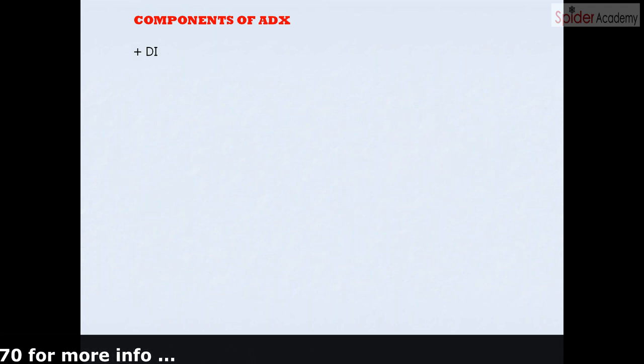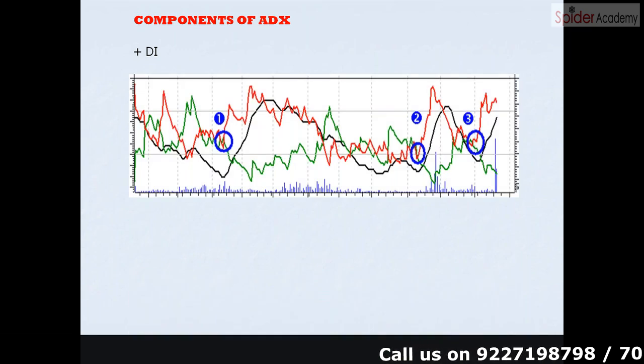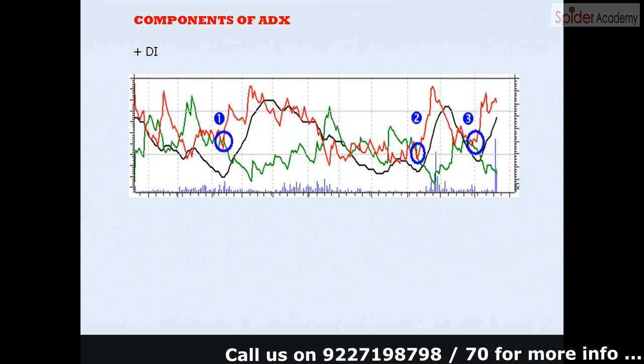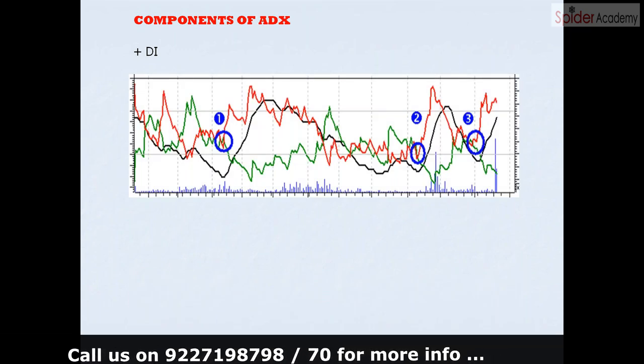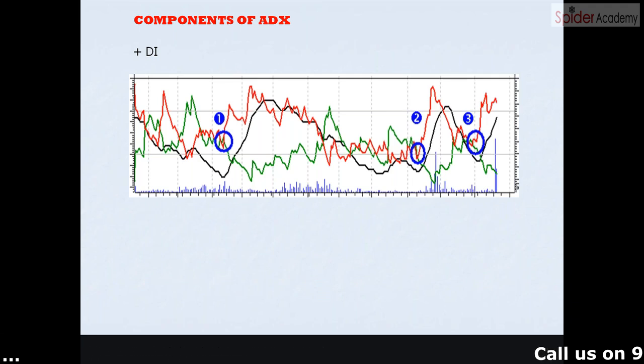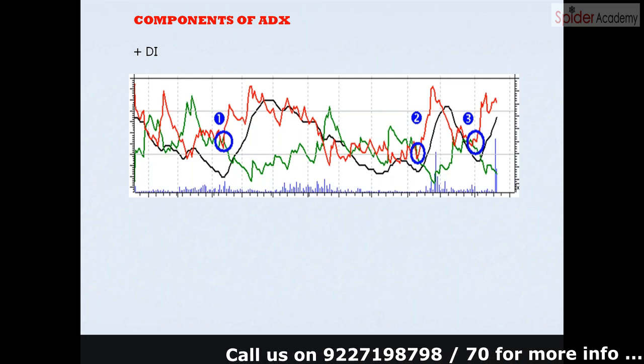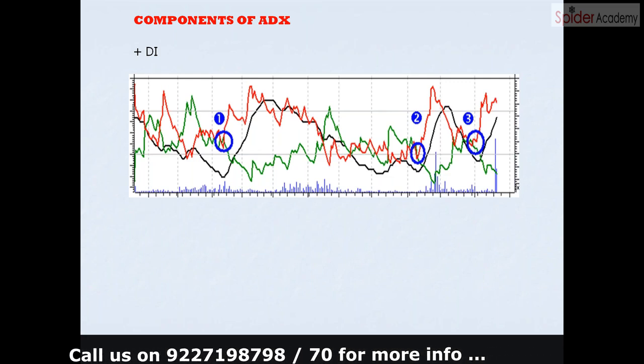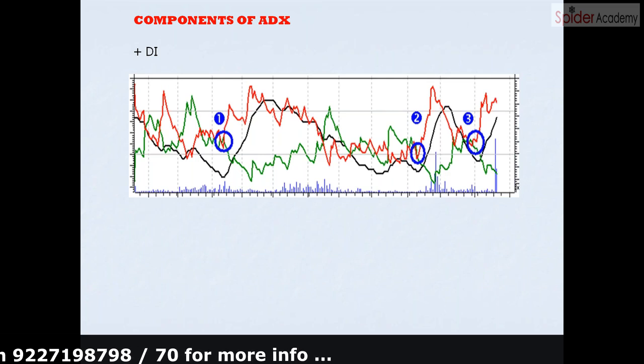ADX तीन चीजों से बना है. First of all is plus DI. See, this is a snapshot of ADX which has three colored lines. You can see red, green, and black. So the green colored line is the positive DI. It is also called positive directional movement index.